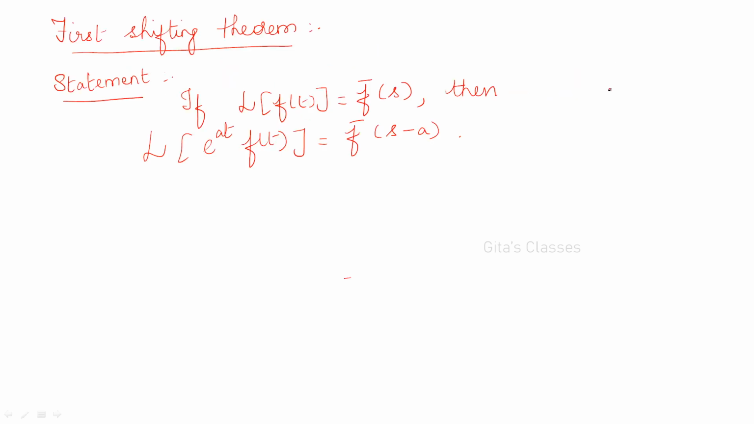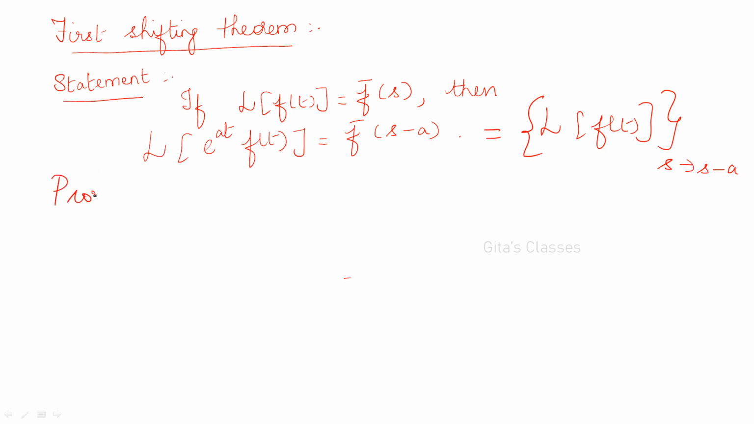So what is the first shifting theorem? The statement says that if L of f of t is equal to f bar of s, then L of e power at f of t, that is the Laplace transform of the function which is multiplied by e power at, will be f bar of s minus a. That is, f bar of s minus a means what? L of f of t is nothing but f bar of s, in which s should be replaced by s minus a. Okay, this is the theorem.